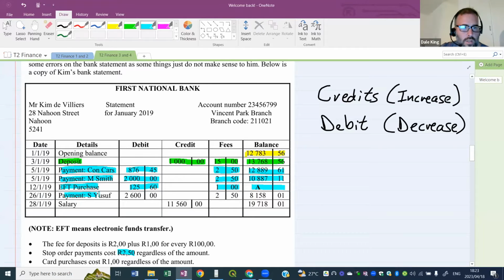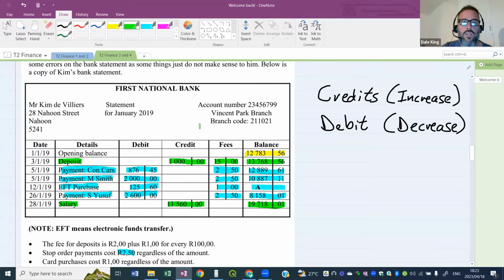26th of January, a payment to S. Yusuf, also a stop order, 2,600. Again, a 2 Rand 50 fee for that stop order. And again, the balance changes. Finally, we get this last one, which is salary. Now, obviously, your salary gets paid into your bank account, and I don't know if you guys can see it. A salary is money coming in, and therefore it goes in the credit column, okay? And that money coming in will increase the bank balance, and it went up to 19,718. All right, so that's what's happening in this bank account, okay?